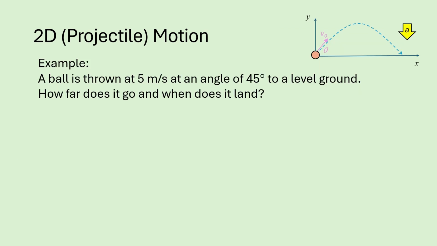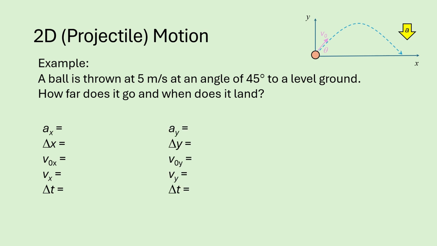Let's do an example. A ball is thrown at 5 meters per second at an angle of 45 degrees to a level ground. How far does it go and when does it land? We will write our 5 parameters in each direction. So what do we know?